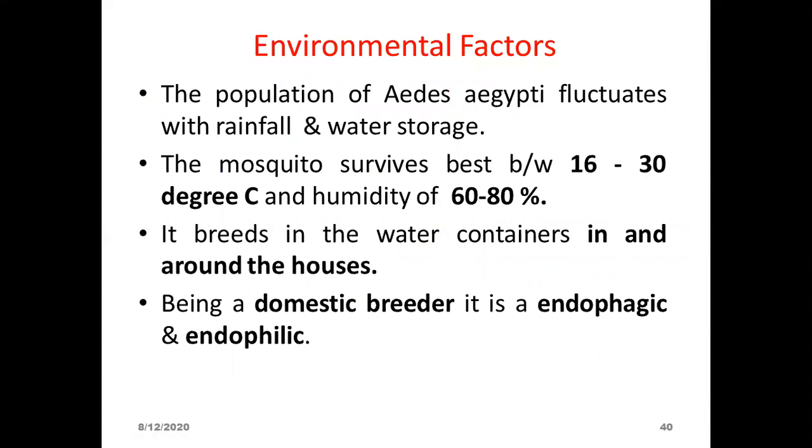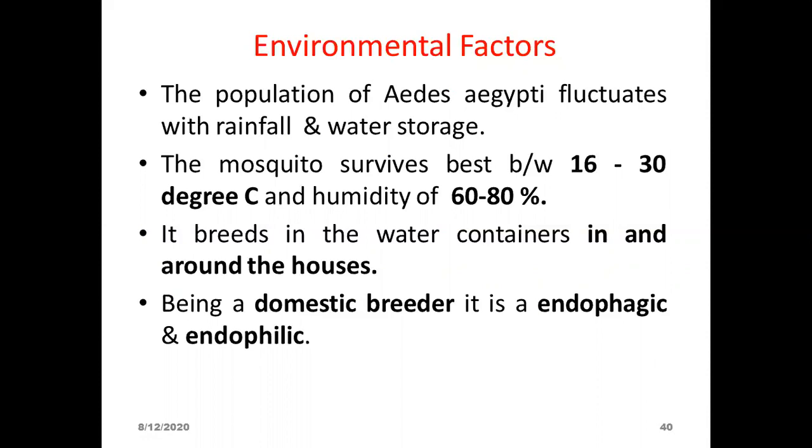So there are some environmental factors which are associated with dengue disease. The population of Aedes aegypti fluctuates with rainfall and water storage. The mosquito survives best between 16 and 30 degrees centigrade. It means it is present in an average temperature. It can survive in an average temperature, not too hot, not too cold, and a humidity of 60 to 80%.